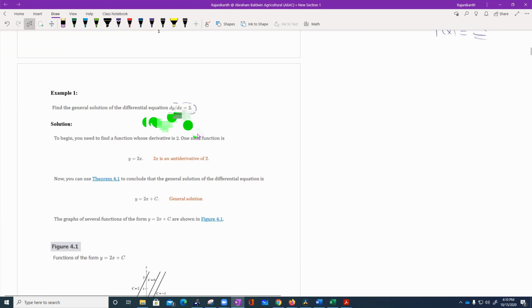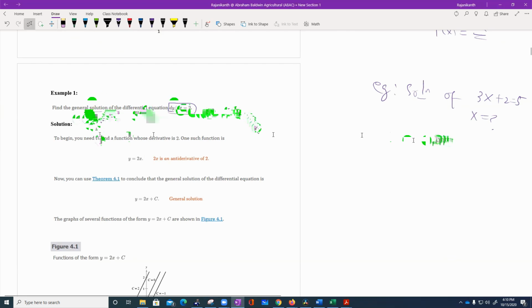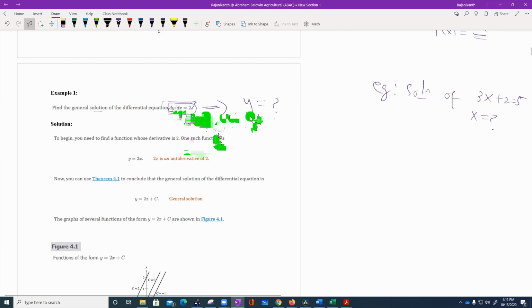So now you are given this differential equation, right? Find the general solution of the differential equation, like the solution of a linear equation. Suppose you want to find the solution of this equation, could you tell me what that is? If you are asked to find the solution of this equation, simply you are asked to find the x value. Am I right? In a similar way, if you want to find the solution of a differential equation, what does it mean? That means they are asking you to find y. Now the question is clear. You are asked to find y, right?